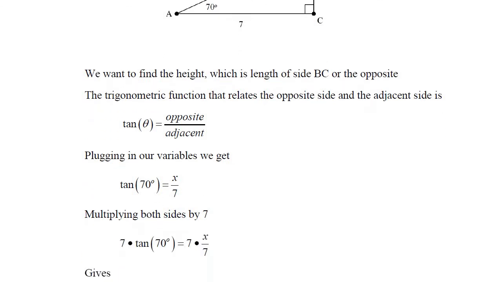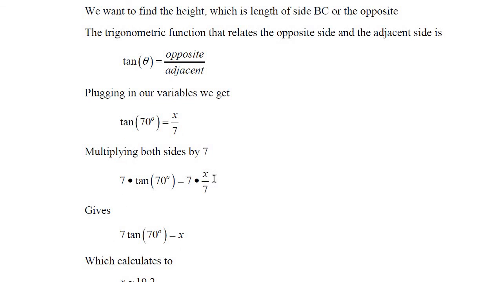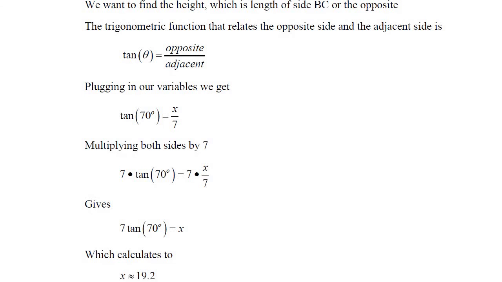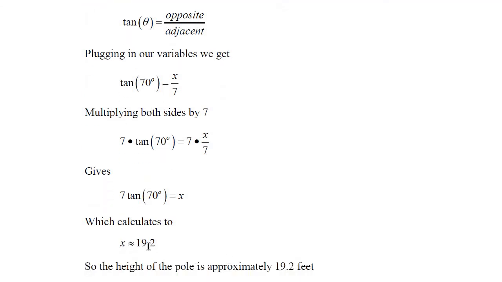Multiplying both sides by 7, that's going to give me 7 times the tangent of 70 degrees is equal to x. And then if I calculate this, 7 times the tangent of 70 degrees, this ends up giving me x is approximately equal to 19.2. So the height of this pole is approximately 19.2 feet.